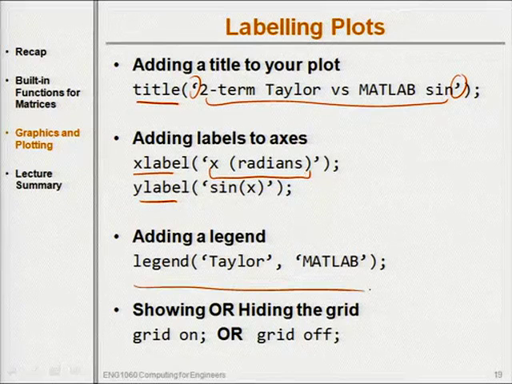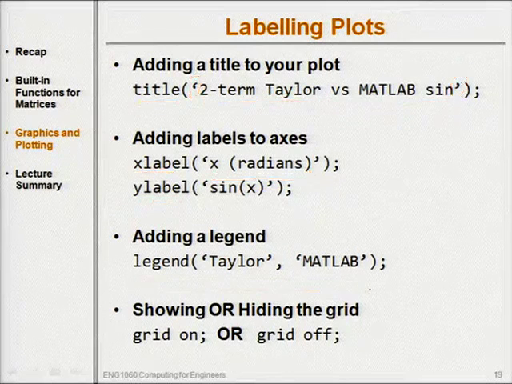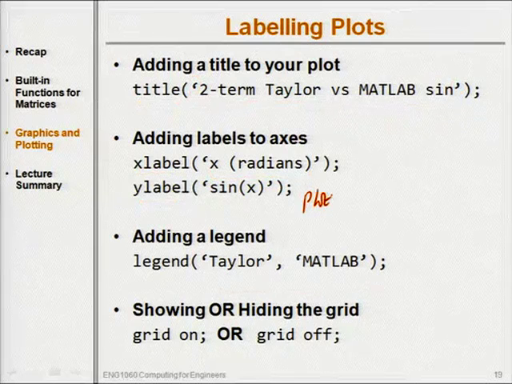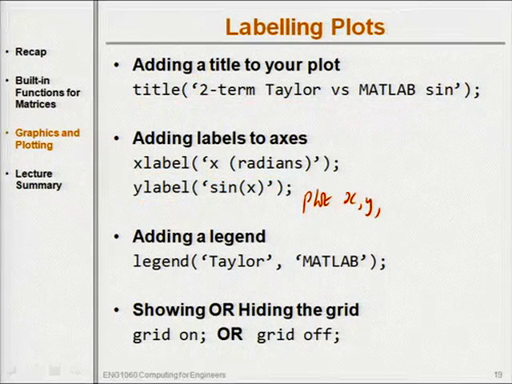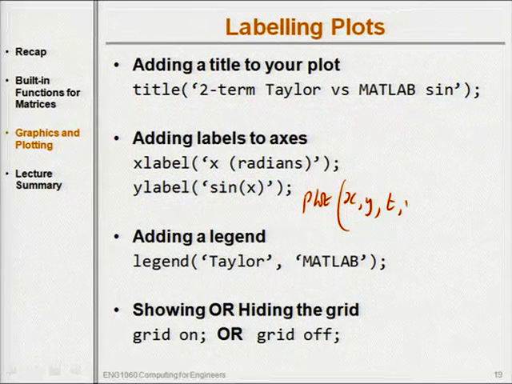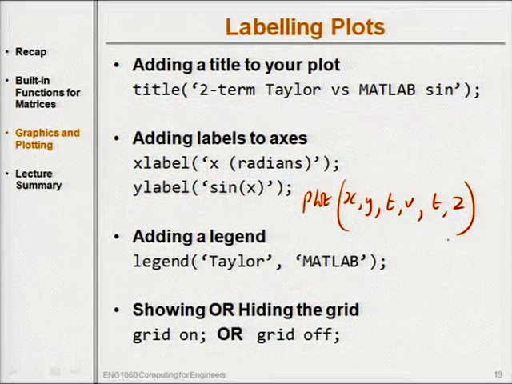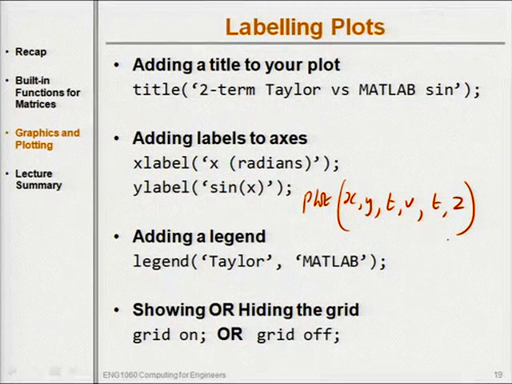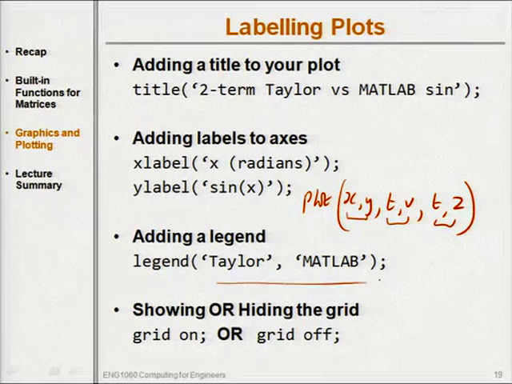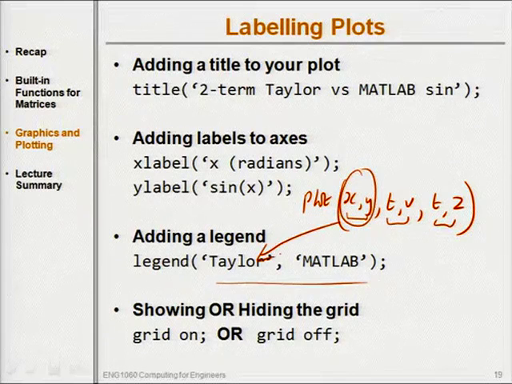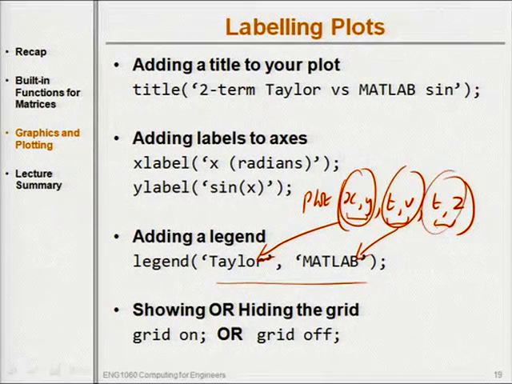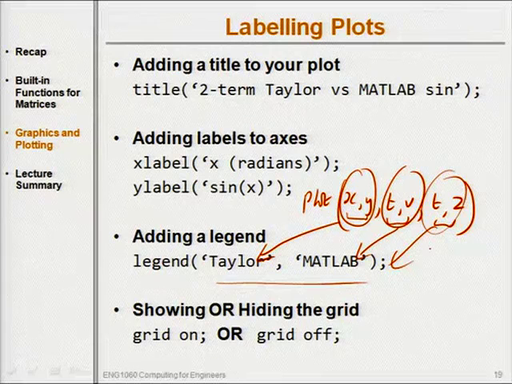So you have your syntax, and the way it will work is, when you plot, so for example, if you plot x comma y, comma, I don't know, t comma v, and then let's just say t comma z. So what you're plotting here is 3 sets of data. So you have 1, 2, and 3. So the order of the legend will be the same order as the way you plot it. So the first one will be that, second one will be this, and the third one, whatever else that you add. Okay, so they follow the same order.